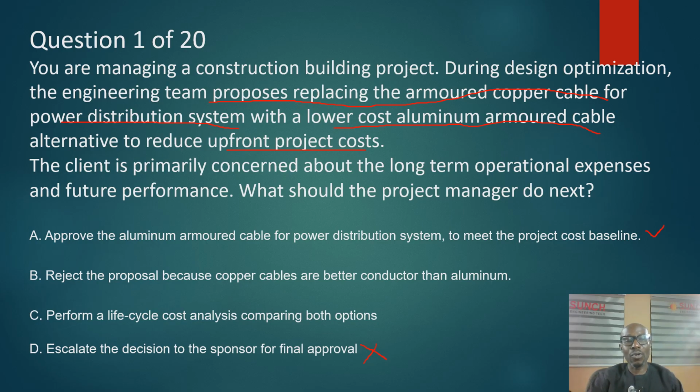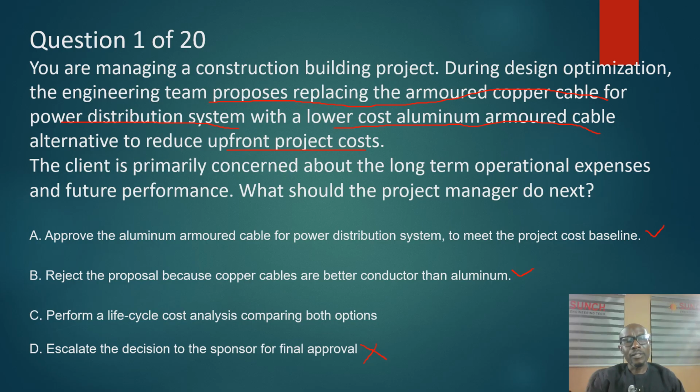B, reject the proposal because copper cables are better conductor than aluminum. Why are you rejecting the proposal? That is the question. You can reject the proposal, but why? On what ground are you rejecting? He said copper cables are better conductor than aluminum. What analysis have you done to show that copper conductor are better than aluminum? What technical analysis have you done? So let's keep this aside first and see if there's a better option.